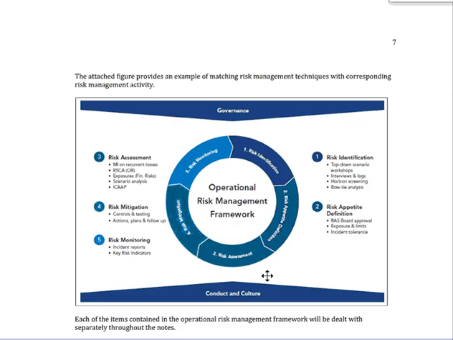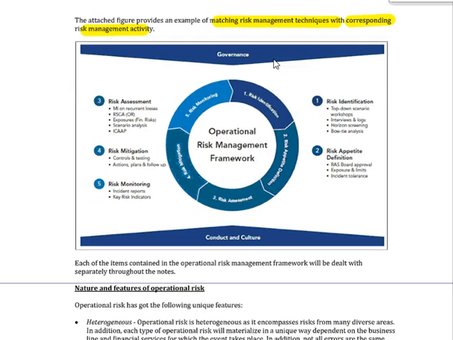Top of page 7, it's got a lovely little picture over there. Okay, and just really an example of matching risk management techniques with risk management activities. You can see we'll just go through one of them. Risk identification, that's over there. And of course all this fits in where? Operational risk management framework. Governance on the top, and of course conduct and culture play a major role there as well.